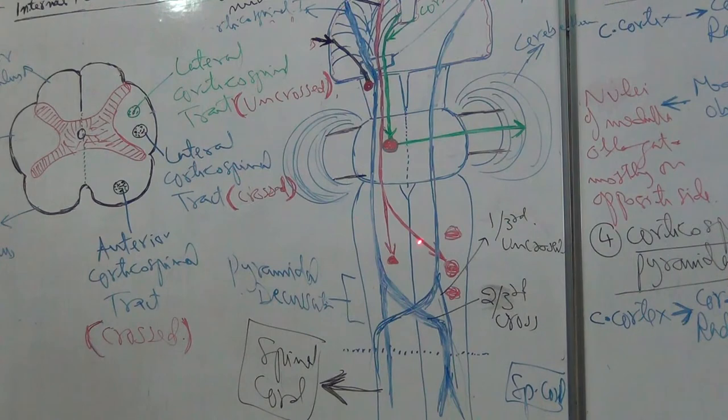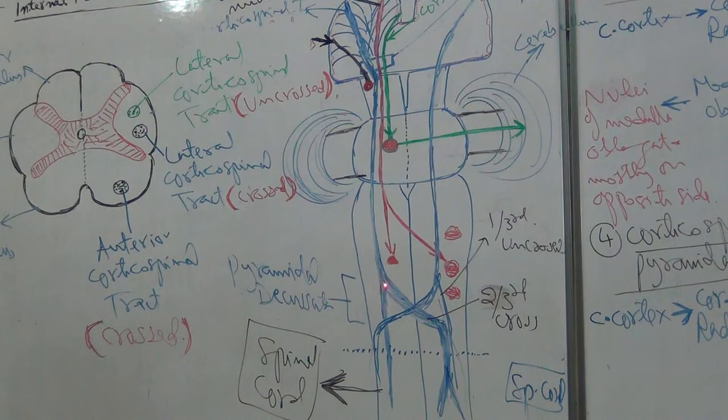So two-thirds of the pyramidal tracts decussate, of which some continue to descend through the anterior funiculus of the spinal cord as the anterior corticospinal tract, the crossed anterior corticospinal tract, and the remaining fibers continue to descend through the lateral funiculus of the spinal cord, and they are known as the crossed lateral corticospinal tract.